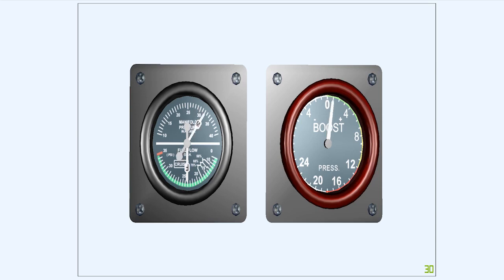A comparison of the units of manifold absolute pressure and boost pressure will show that 2 inches of mercury is approximately equal to 1 pound of boost.